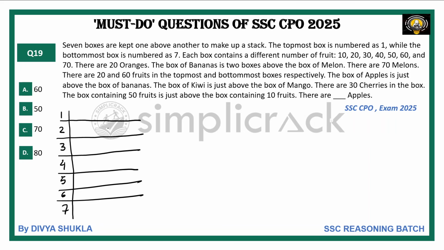And all of these boxes are containing different number of fruits. So you can see you are having fruits ranging from 10 to 70. You are having 20 oranges. I'm writing information here. Banana is two boxes above the box of melon.